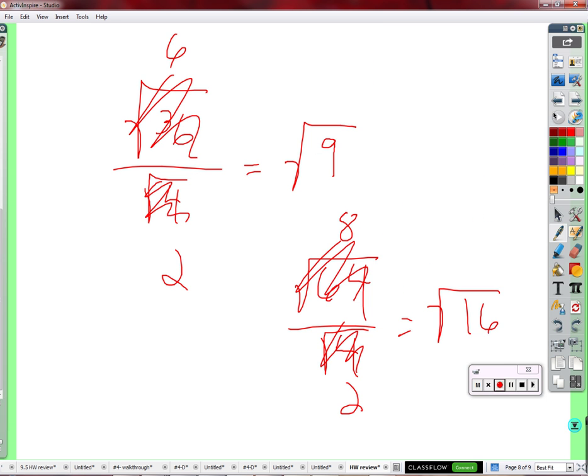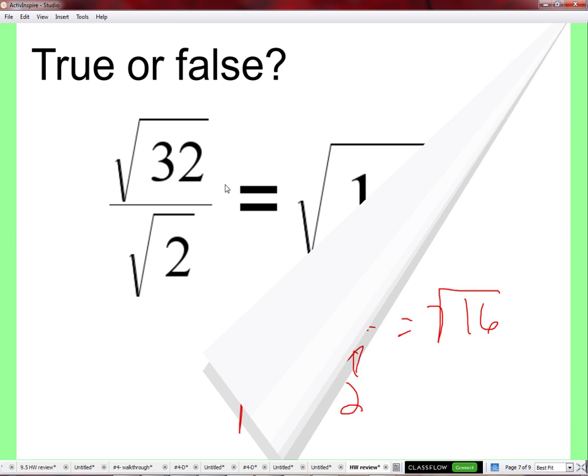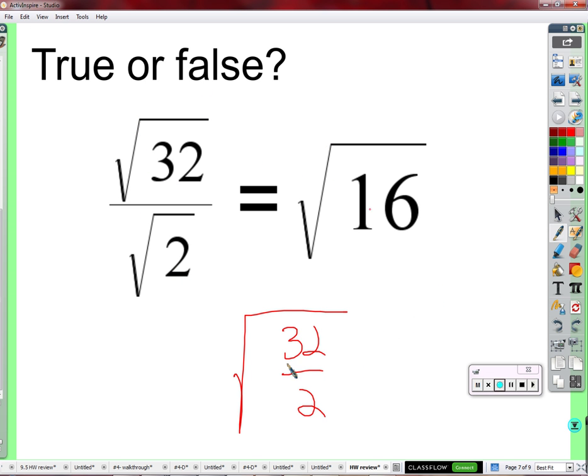Let's look at this rule again. Square root of 36 over the square root of 4 is the square root of 9. How do I take 36 and 4 and turn it into 9? 36 divided by 4. Or 64 divided by 4? 16. 64 divided by 4 is 16. The square root of 32 over the square root of 2, the square root of 32 over 2. I'm flipping around. It's just the square root of the numerator over the square root of the denominator there.